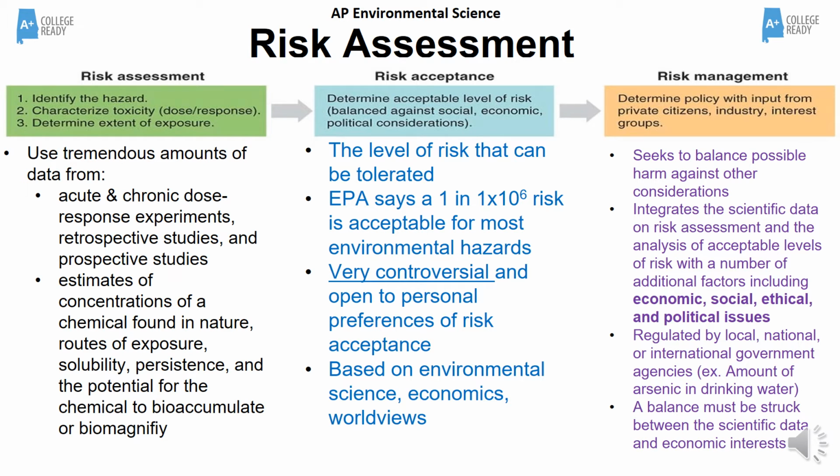Risk acceptance is the level of risk that can be tolerated. The EPA says a 1 in a million risk is acceptable for most environmental hazards. This is very controversial and open to personal preferences of risk acceptance. Some people are more cautious than others, and it's based on environmental science, economics, and worldviews.